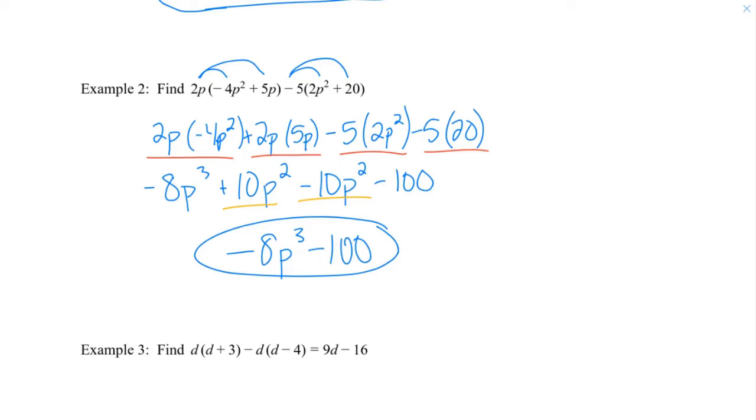And again, those p squared terms are canceling out because if I were to actually subtract that, 10p squared minus 10p squared, you're going to get 0p squared, which is just 0. And we don't need to add or subtract that 0 because it will not affect the value of our expression.